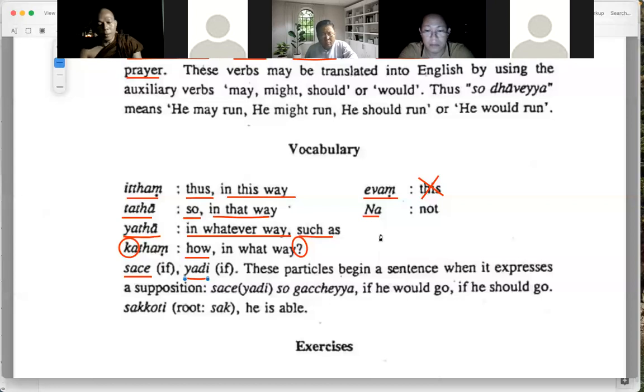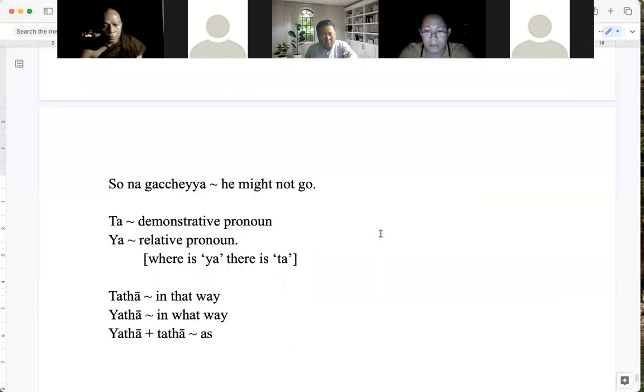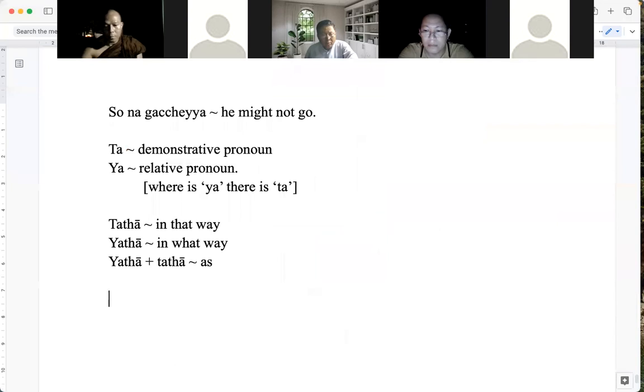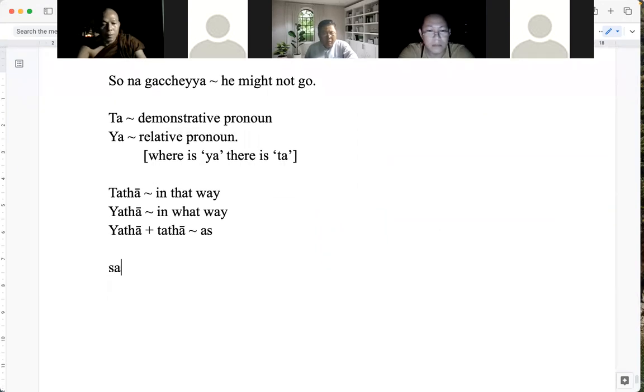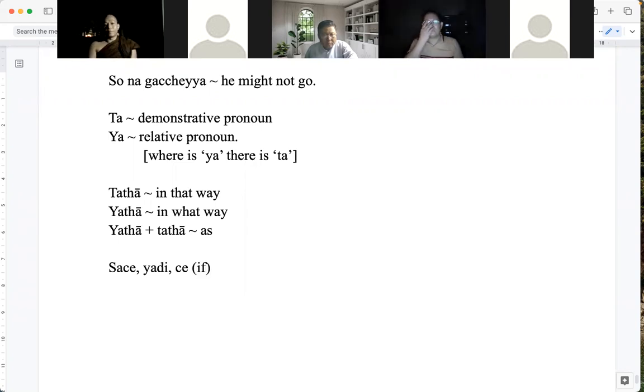So the meaning of those: we have saji, and then yedi, and ce alone. The meaning of them in English is if, a conjunction, if. So that is why they take place at the beginning of a sentence.